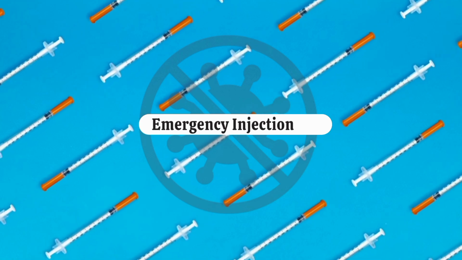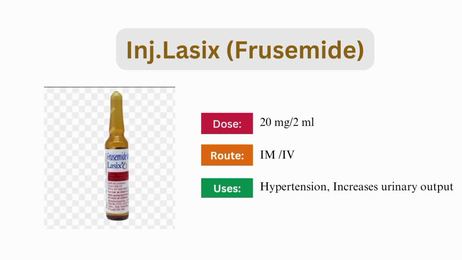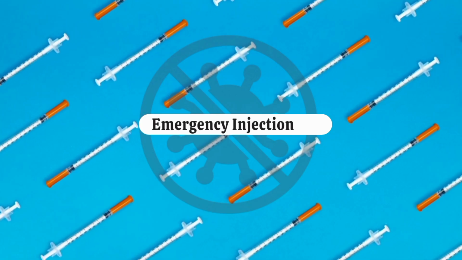Here the first injection is injection of Lasix. It is typically used in situations requiring rapid diuresis, such as acute pulmonary edema, severe hypertension, or other conditions associated with fluid overload. This is a potent loop diuretic that works by preventing the kidney from reabsorbing sodium and chloride, which leads to increased urine production.